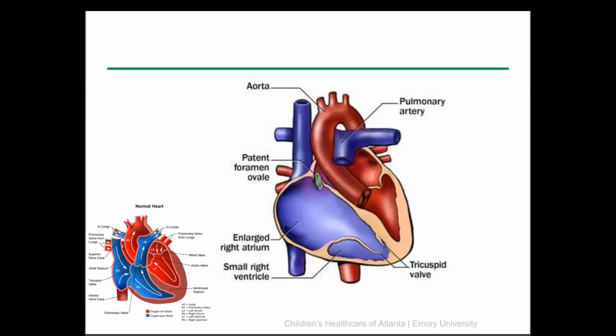All right, our last defect that we're going to cover today. We have blood coming from SVC into the right atrium, IVC into the right atrium, and we have a ginormous right atrium. Our tricuspid valve is way down here instead of up here. It's way down here into the right ventricle. And so this is Ebstein anomaly.